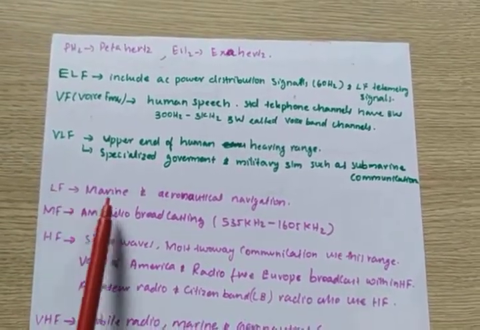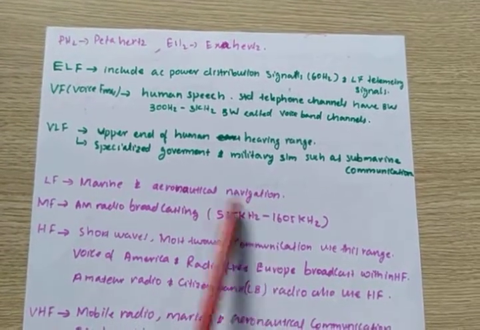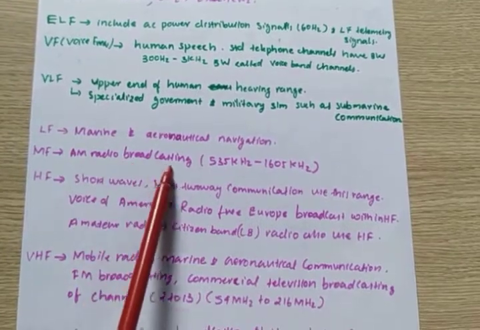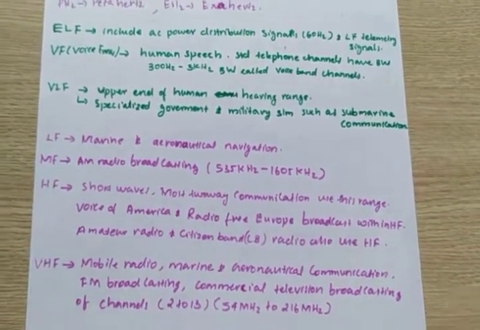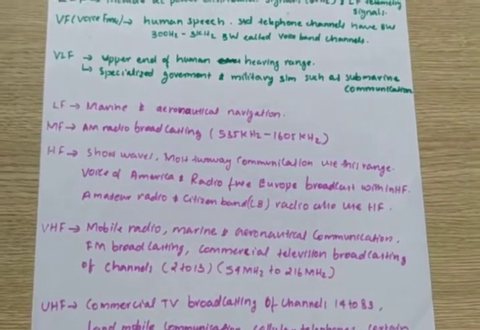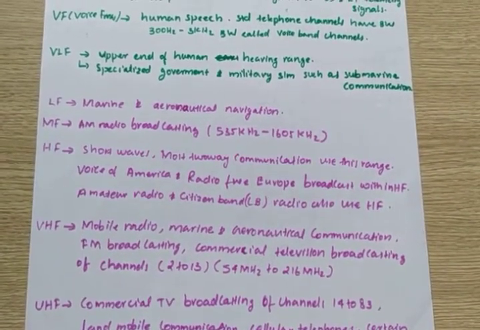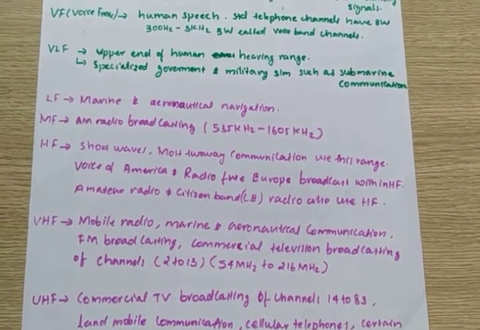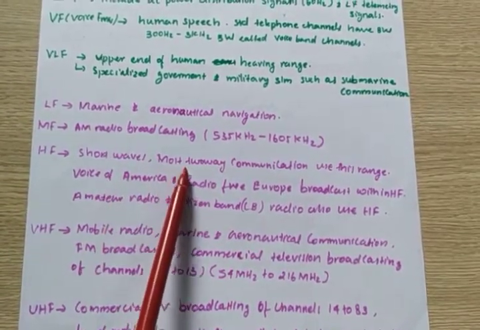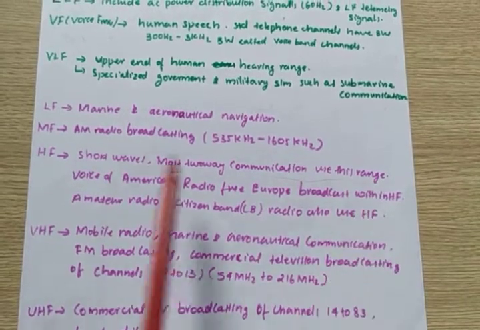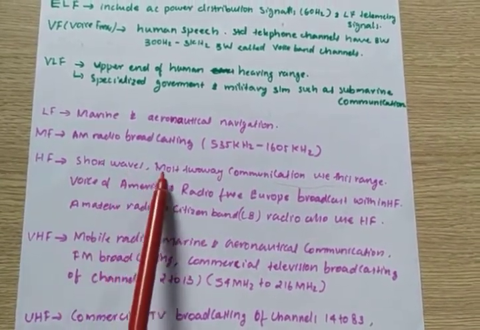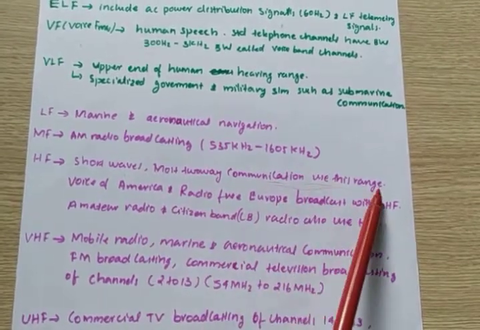Next is low frequency, used for marine and aeronautical navigation. Then medium frequency is used for AM radio broadcasting. You know what medium frequency AM broadcasting is. We use medium frequency, normally 535 kilohertz to 1605 kilohertz. High frequency is short wave, mostly used for two-way communication. We use this range.